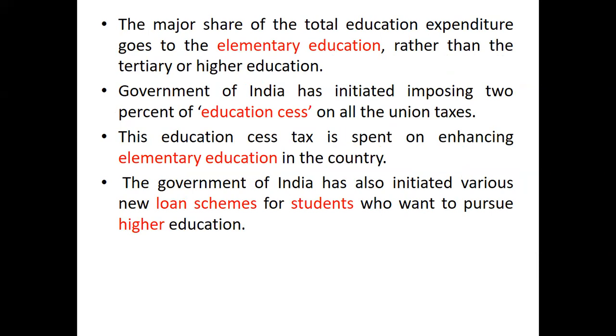Now, Government of India has initiated imposing 2% of education cess on all the union taxes. Now, to improve this education industry, education sector, what is government doing? Government is generating the revenue by charging the education cess and higher education cess. Cess is nothing but tax.